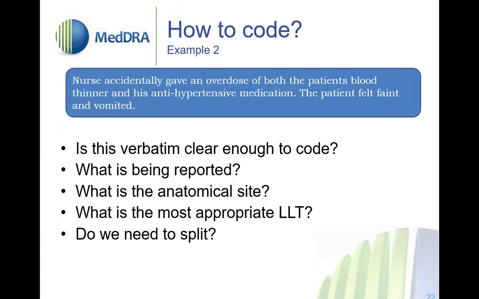An overdose of both the blood thinner and the antihypertensive medication. Subsequently, the patient felt faint and vomited. So I'm thinking the typical questions that go through my mental decision tree: is this verbatim clear enough to code? What exactly happened? What is being reported? What site or what concept areas would I be looking at? And then, of course, I have to look at all the things that I need to capture, and then for each of those things that's reported, what is the most appropriate LLT? Okay.